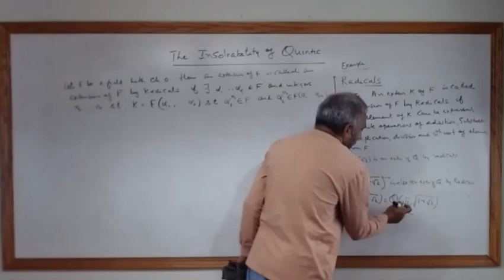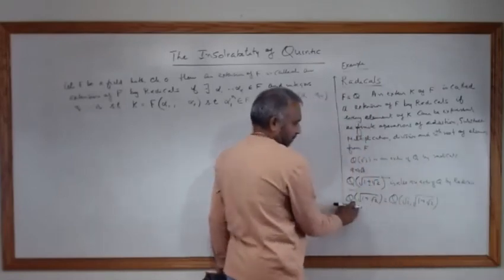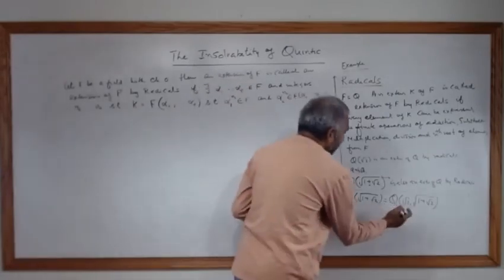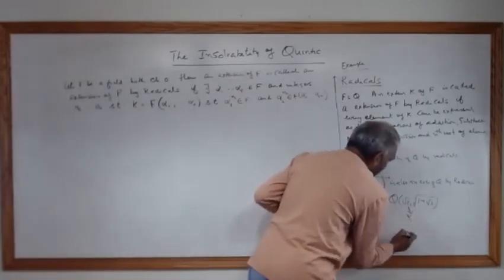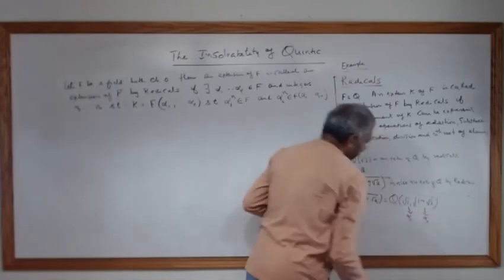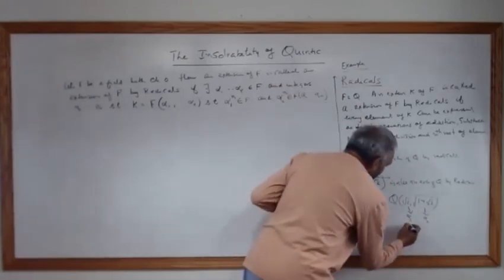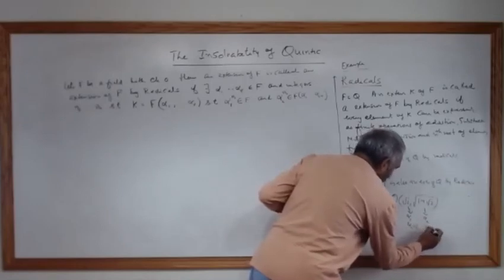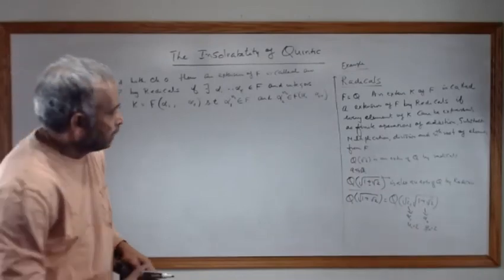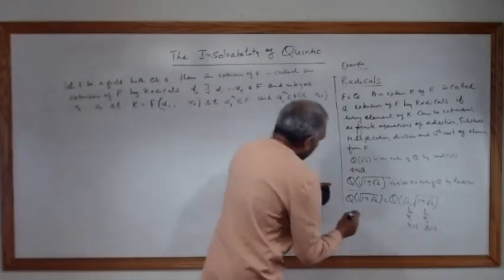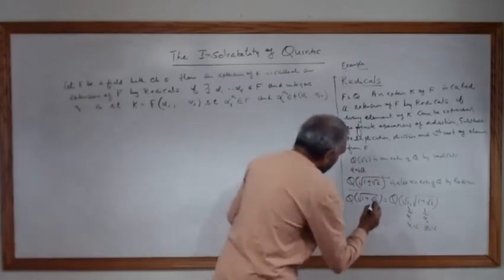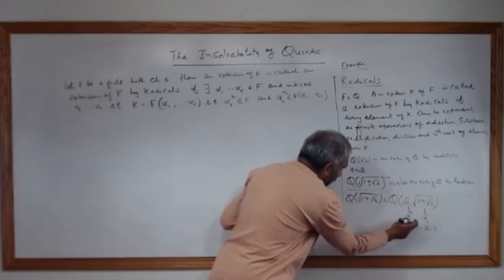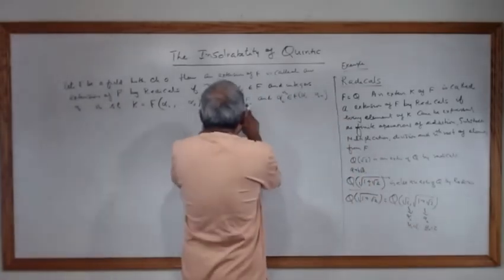Because root 2 belongs to this. And here, this is our alpha 1, and this is our alpha 2. Our n1 is equal to 2, n2 is also 2. So these two are equivalent because our alpha 1 is 2, so alpha 1 square is 2, which belongs to F, so that is done.